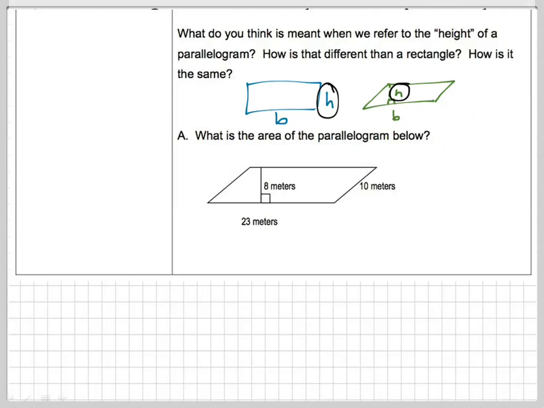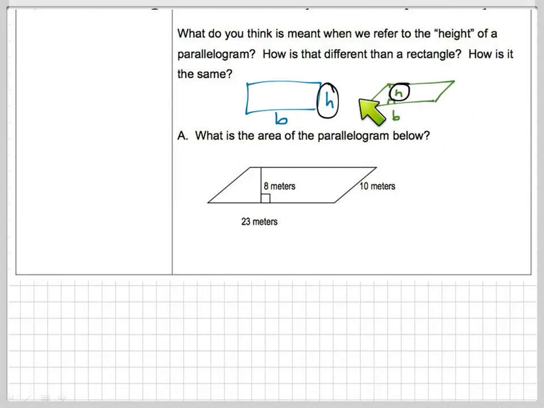Come on, I heard some good answers out there. Yeah? The parallelogram's height has to be completely vertical in order for it to actually be the height. Otherwise, it's what's called the slant height. That's true. This would be the slant height, and this is the actual height.